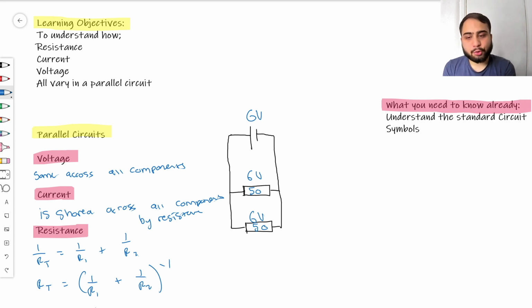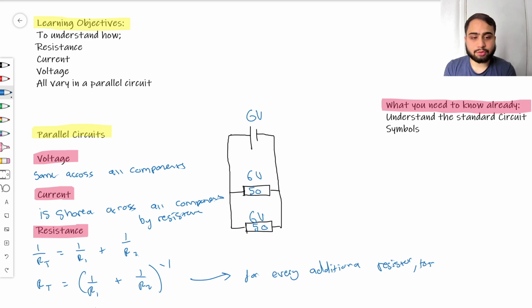But what this boils down to is that for every additional resistor, total resistance falls. And that is the key point that you need to remember about resistance in a parallel circuit, and of course this formula here, which will help you.